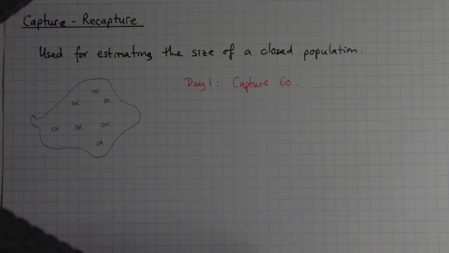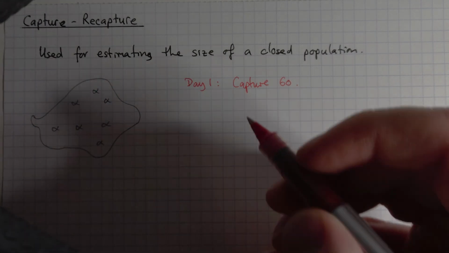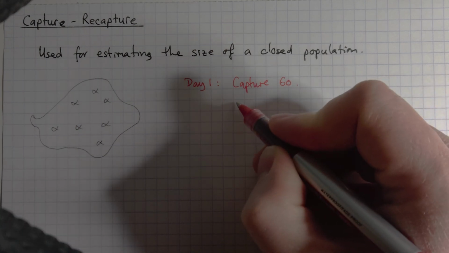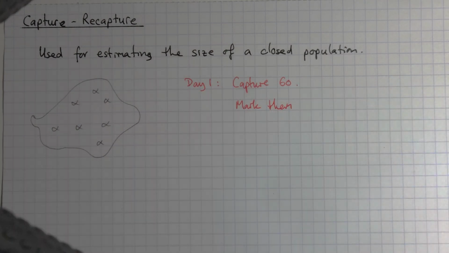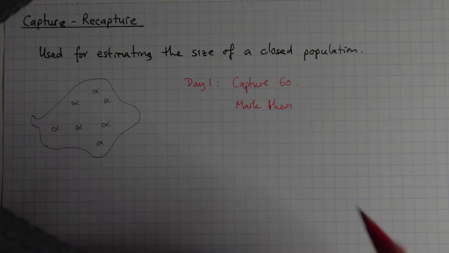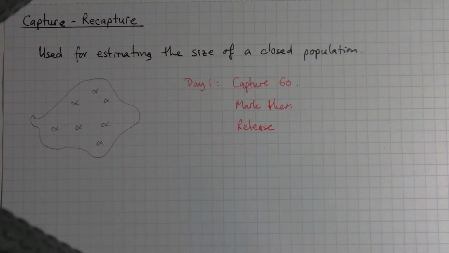What I'm then going to do is mark them somehow. So I'll put a piece of dye on them, like a purple marker or something on their fins. So capture 60 of them and now mark them. And imagine I've done that with a purple marker pen or something. So I've coloured in their tail fin or something like that. And I now release them back into the lake.